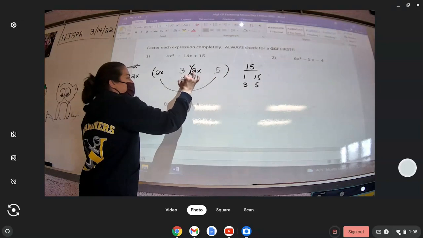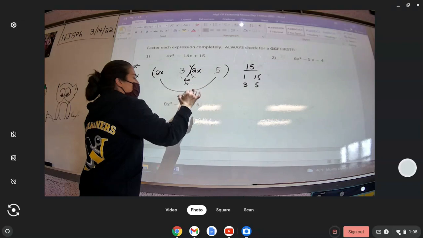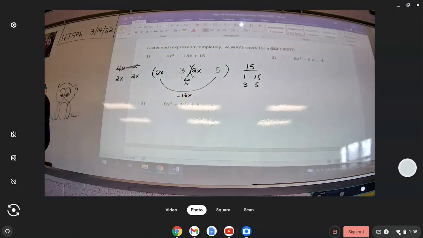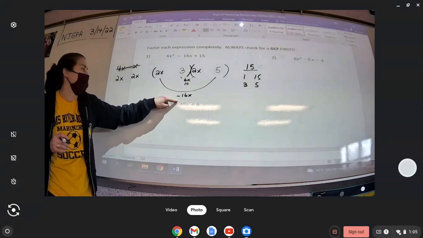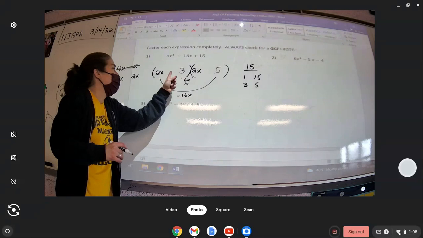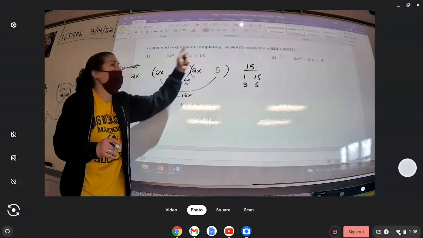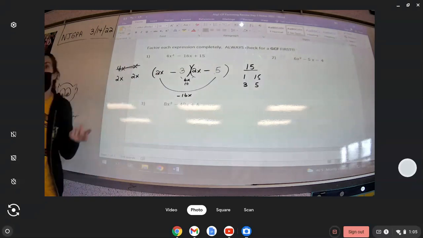What's 3 times 2x? 6x. What's 2x times 5? 10x. Could a 6 and a 10 get a 16? All right, now sometimes it looks like you have it, but then when you go to put the signs in, it don't work, and you got to keep guessing and checking. All right, can we make 6 and 10 add up to negative 16? And how do I make them add up to a negative 16, and then these numbers still multiply to a positive 15? Negative and negative. And then you're done.